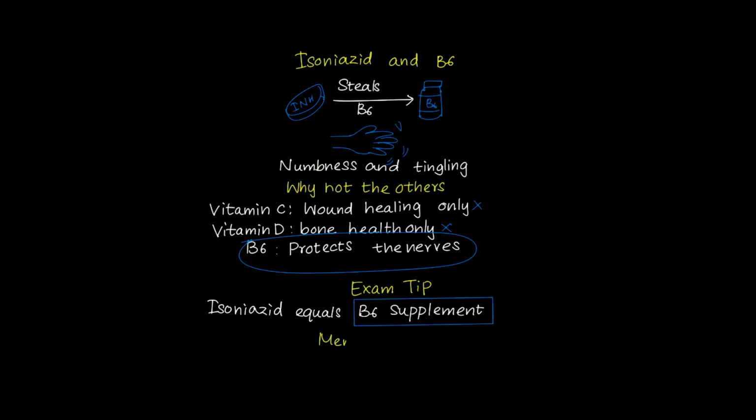Here's a D444 OA exam tip for you. Isoniazid equals pyridoxine, B6. Memory hook: INH plus B6 keeps nerves fixed.